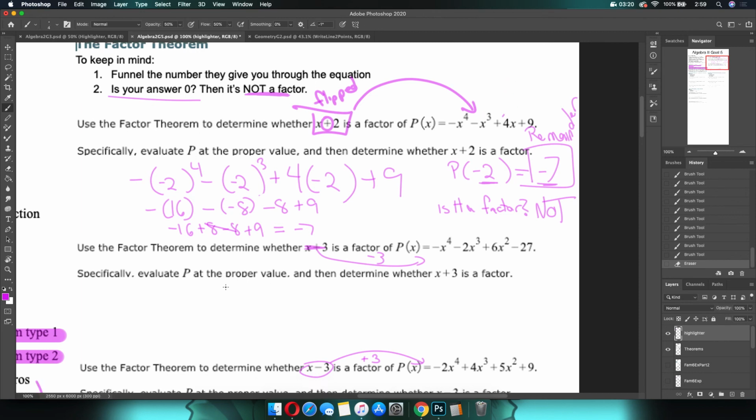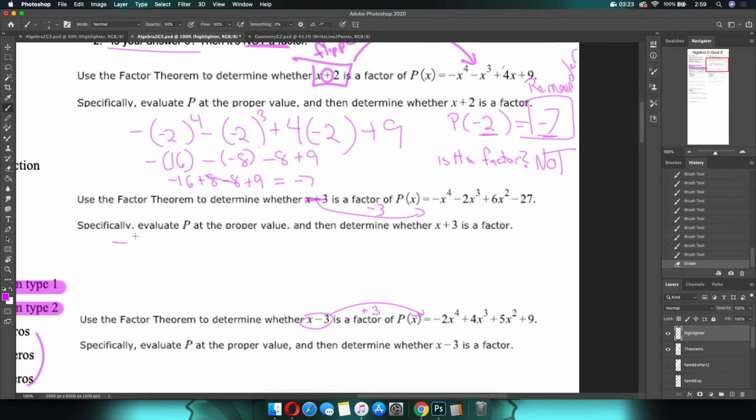So, next one. We're going to funnel this through. So it's negative something to the fourth minus 2 times something to the third plus 6 times something squared minus 27. Take note that I'm filling in my equation first before I actually put in the number. I do that deliberately usually because I don't want to accidentally forget something. This gets, as you can see, a little long and a little disorganized if you're not careful. So this is a plus 3 over here. So my final answer is going to be P of negative 3 equals something. And then we're going to be asking, is it a factor? Yes or no?